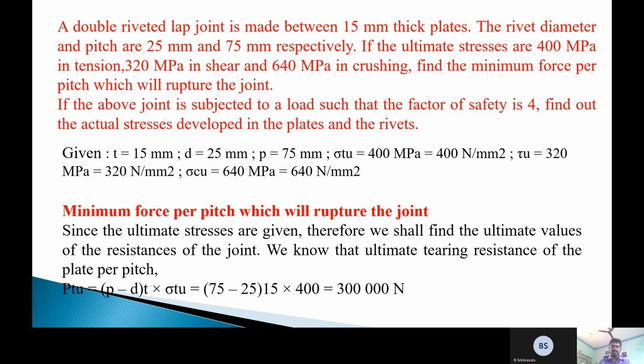First, we write down the given data. t equals 15 mm, d equals 25 mm, p equals 75 mm, sigma tu equals 400 megapascal. Next, tau u equals 320 megapascal. Next, sigma cu equals 640 newton per mm square. Next, find the minimum force per pitch which will rupture the joint.